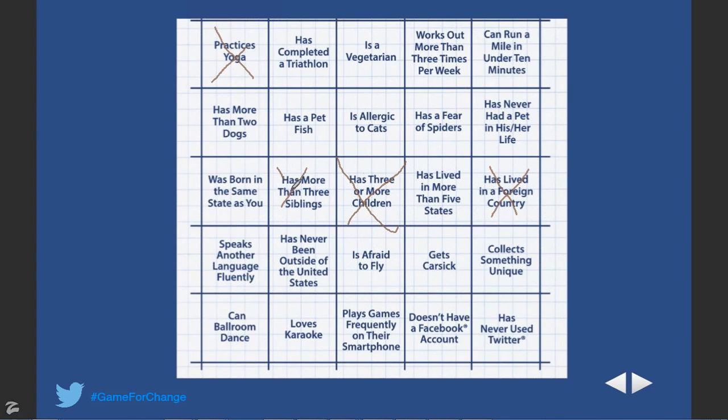Okay. Practices yoga. I see. Oh, my goodness. Practices yoga. Has lived in a foreign country. Oh, wow, this is awesome. There's a bunch of them coming in here. Has more than three siblings. I was born in Pennsylvania. If anybody was born in Pennsylvania, you can do that. Allergic to cats. Doesn't have a Facebook account. Was somebody born in Pennsylvania? Has lived in more than five states.